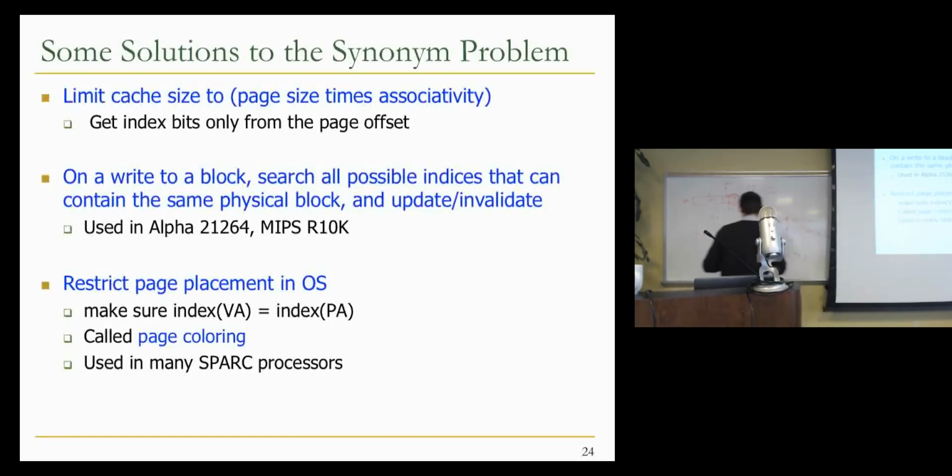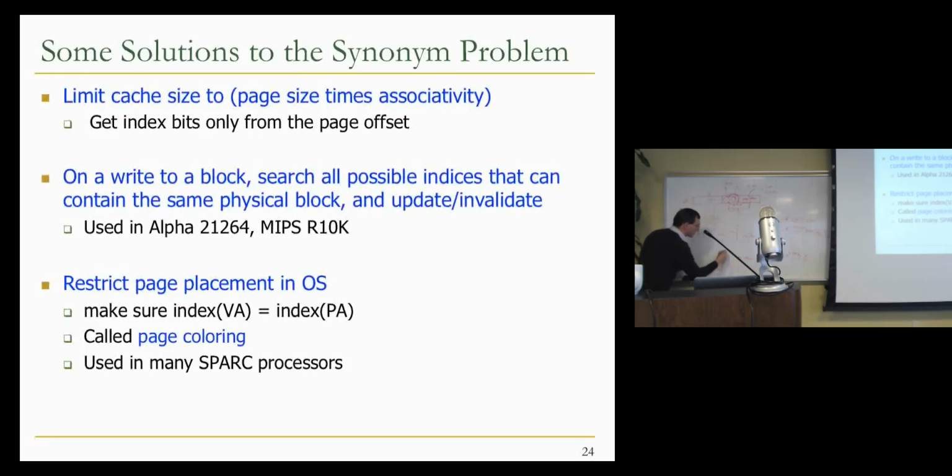Because what the OS is doing, whenever it's doing virtual to physical allocation, I think I made a mess here, but ignore this. You have a virtual page number, you have a page offset, and then you have a physical frame number, and you have the same page offset.